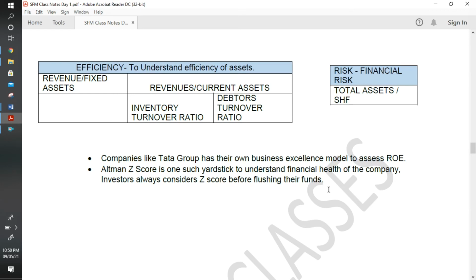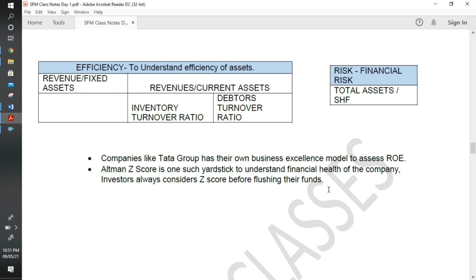Which basically means our cash, which has been put into a company, is blocked in the form of debtors and in the form of inventory. So once the inventory is used to manufacture finished goods, and once the finished goods are sold, then we can say the funds have been realized. So all the current assets basically mean the amount of funds which are blocked in the operating cycle.